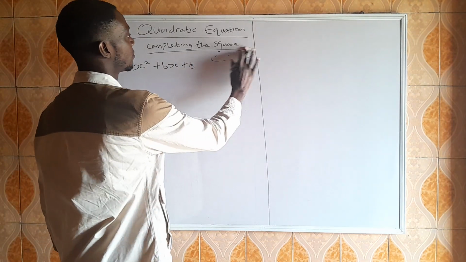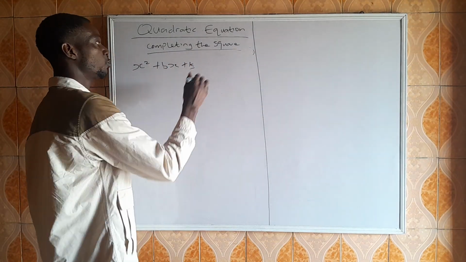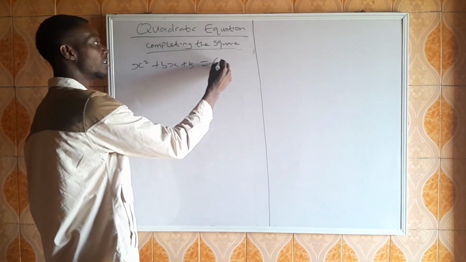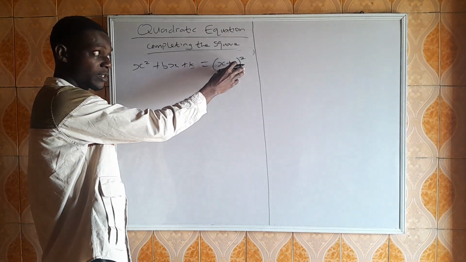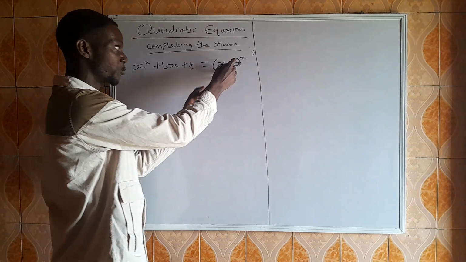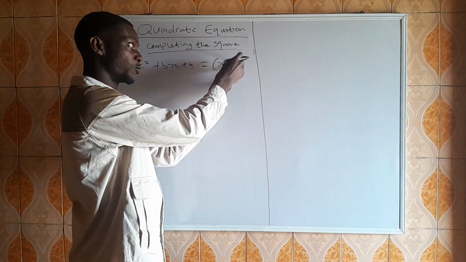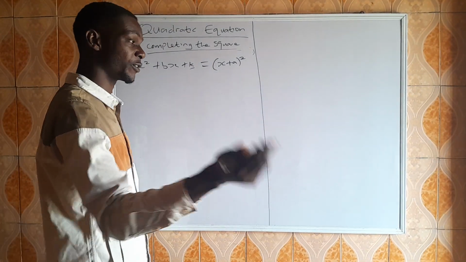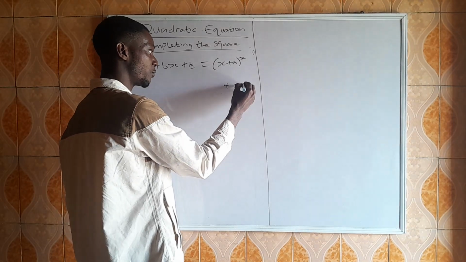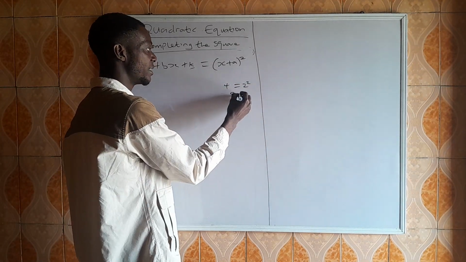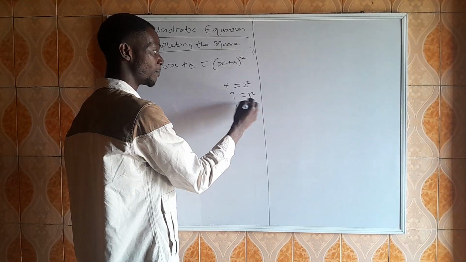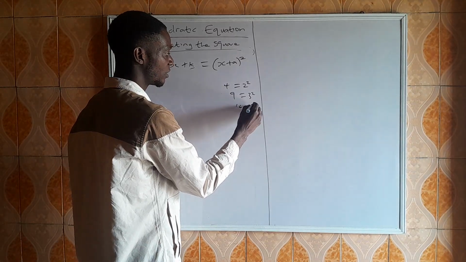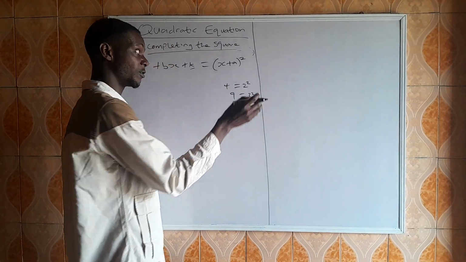Now to do that, we equate this to an expression like this. Now this is a perfect square. Like s plus 2, everything in bracket raised to power 2, is a perfect square. Examples of perfect squares: 4 is a perfect square. 9 is a perfect square. 16 is a perfect square. That is 4 squared. 16 is a perfect square.